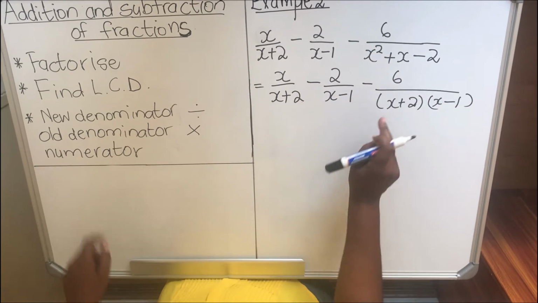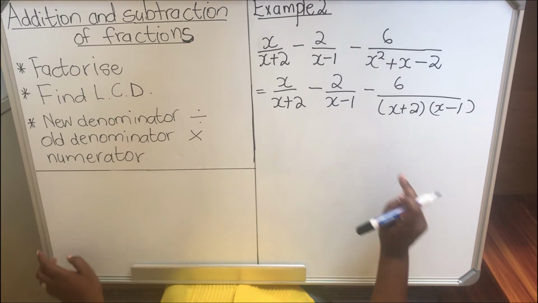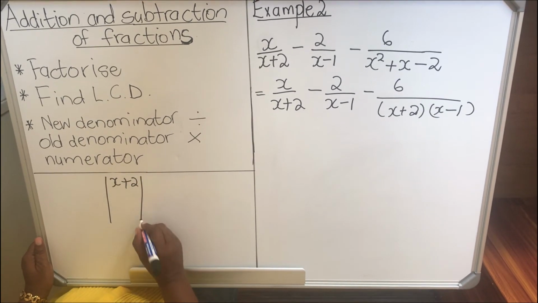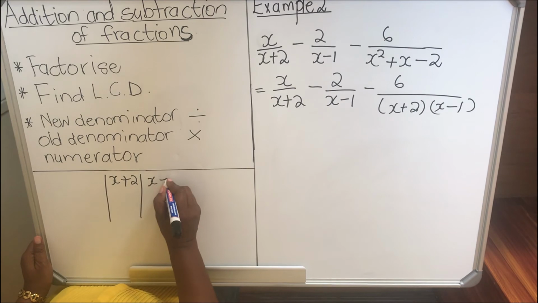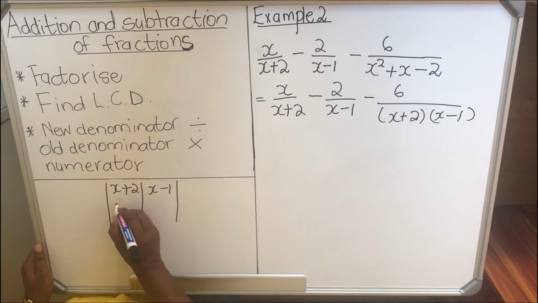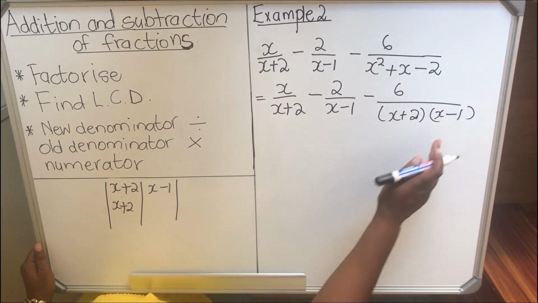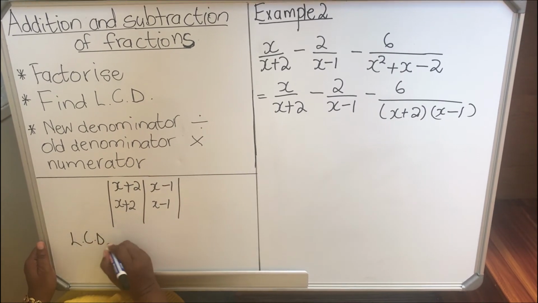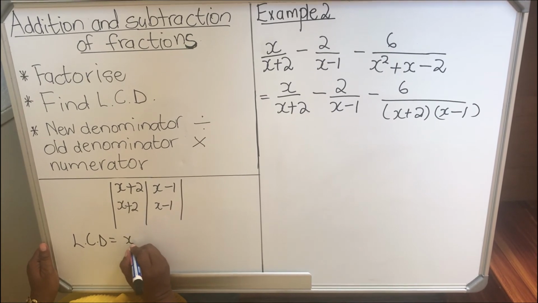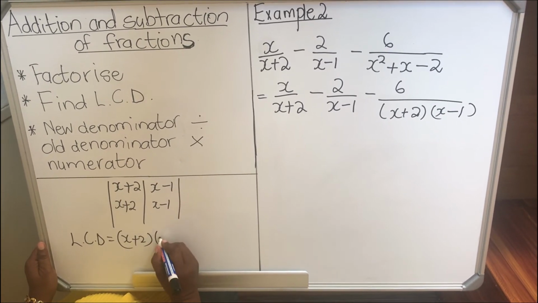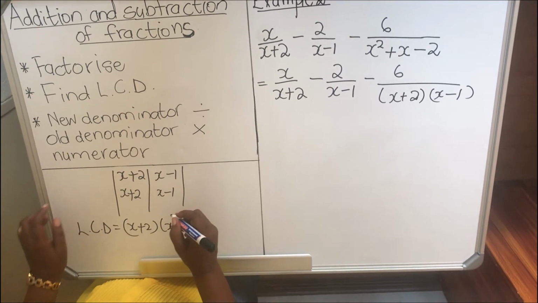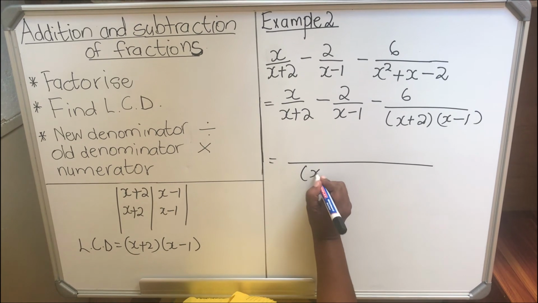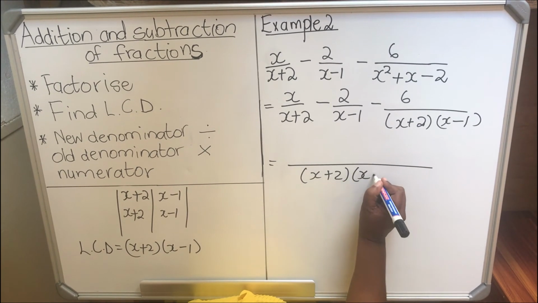Right, we have factorized. We must find the lowest common multiple. To find the lowest common multiple, we write each binomial. X minus 1, we don't have. And then we have x plus 2, we write under x plus 2. Then x minus 1, right under x minus 1. Then our lowest common denominator, we take 1 from each column. So it's x plus 2 and x minus 1. This is our new denominator. We're going to write our new denominator, x plus 2, x minus 1.